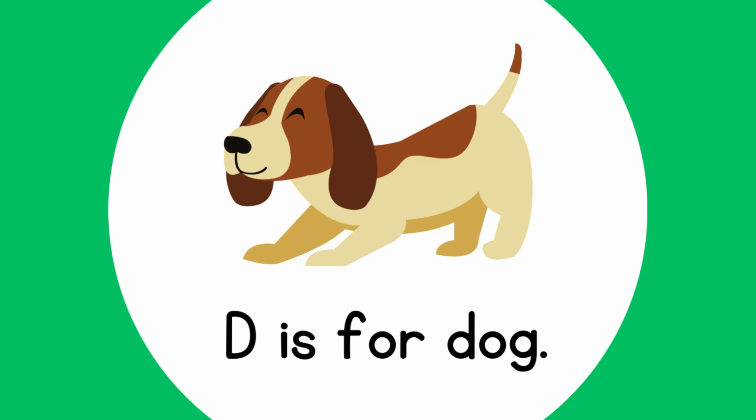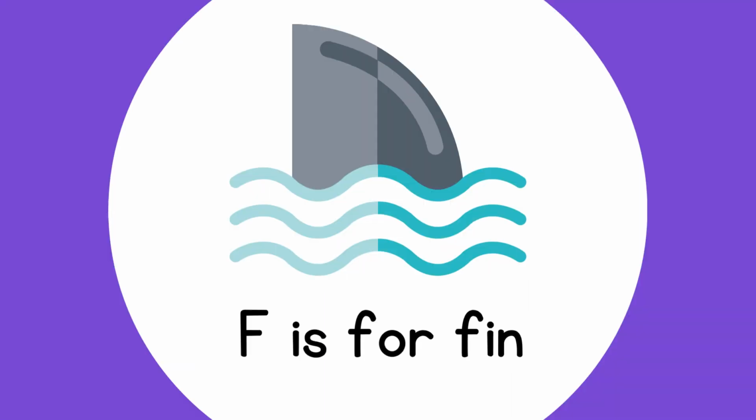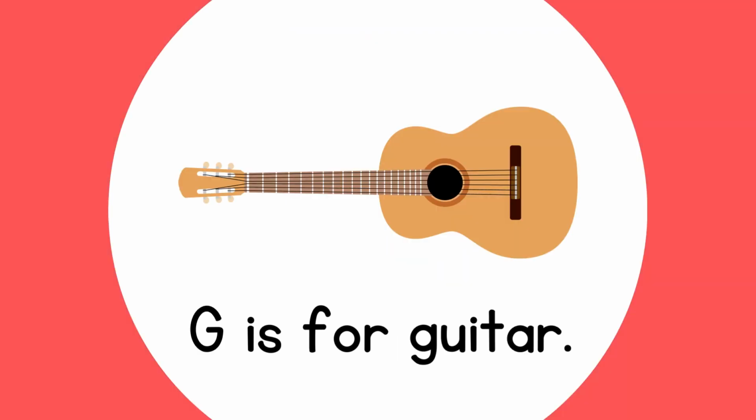D is for dog. D, d, dog. E is for elephant. E, e, elephant. F is for fin. Fin. G is for guitar. G, g, guitar.